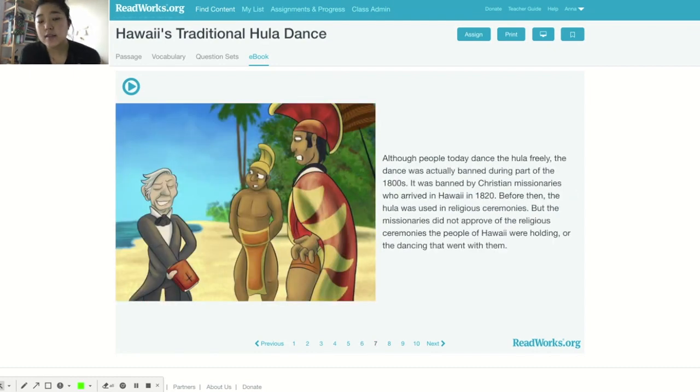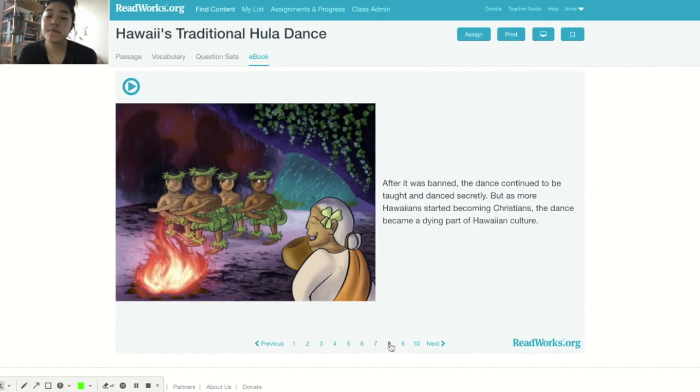Although people today dance the hula freely, the dance was actually banned during part of the 1800s. It was banned by Christian missionaries who arrived in Hawaii in 1820. Before then, the hula was used in religious ceremonies, but the missionaries did not approve of the religious ceremonies the people of Hawaii were holding, or the dancing that went with them. After it was banned, the dance continued to be taught and danced secretly. But as more Hawaiians started becoming Christians, the dance became a dying part of Hawaiian culture.